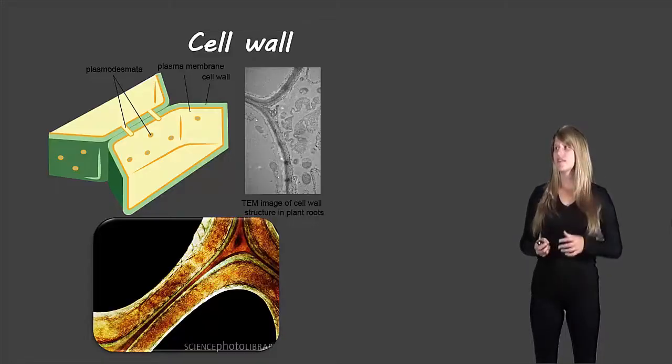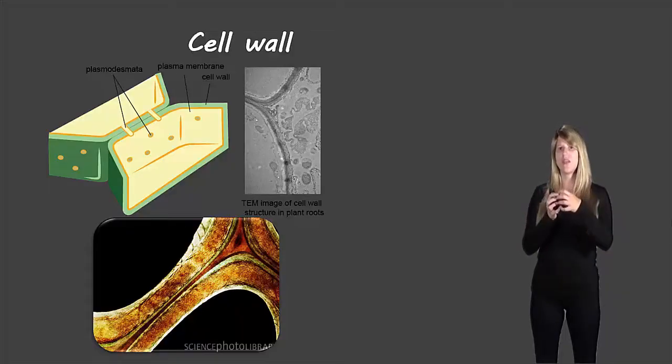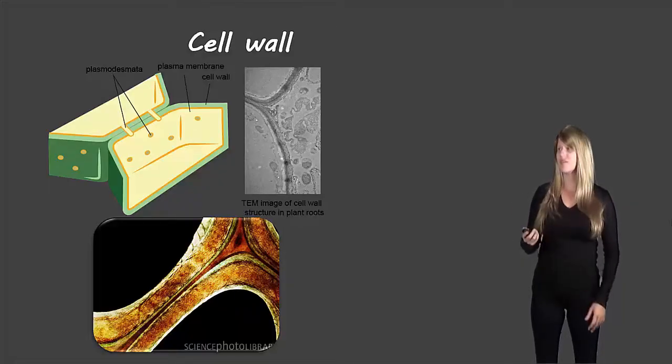You can see the one on the top left shows the cell wall in green. So there's actually 2 cells side by side with their cell walls connected together, and there's some holes in the cell wall so that chemicals and signals can actually be passed from one cell to the other. The other 2 pictures are microscope images that show the thickness of the cell wall and how it compares to the inside of the cell.